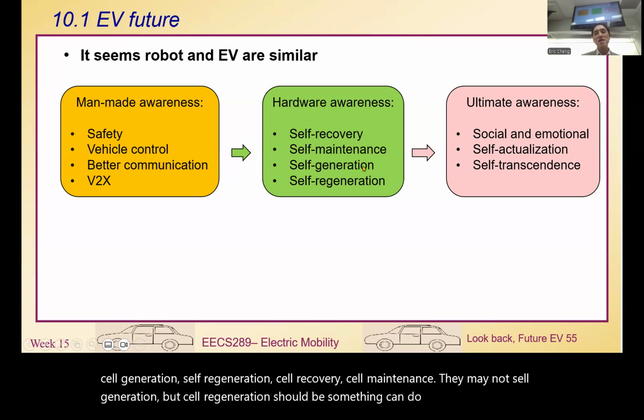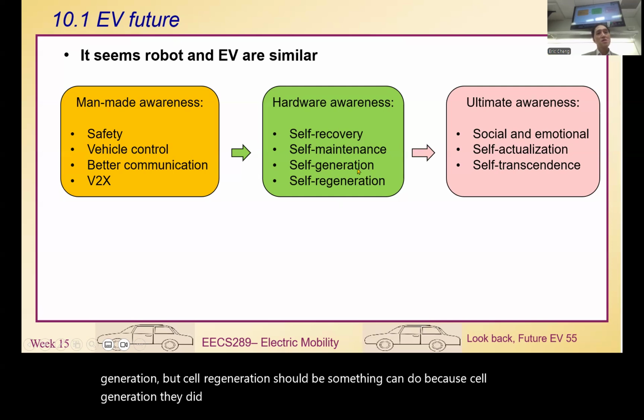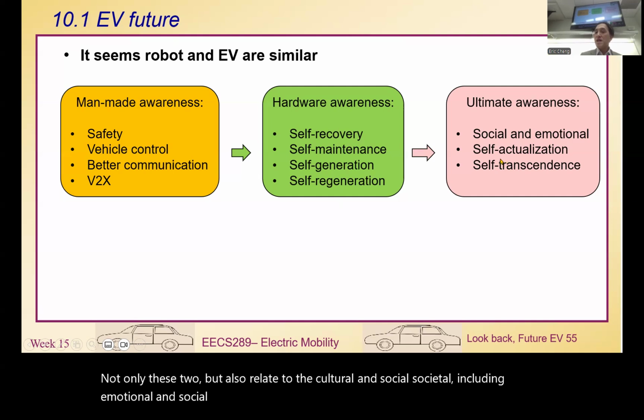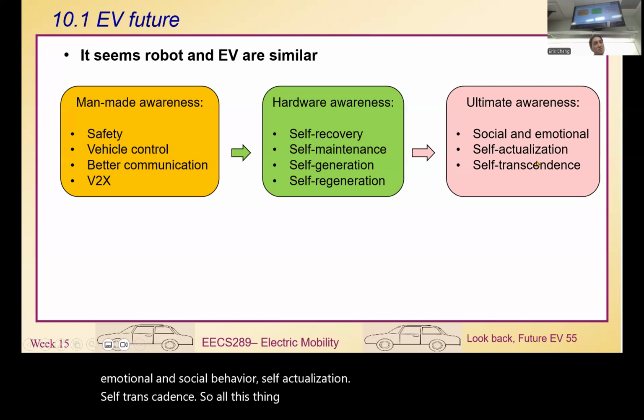Because for self-generation, they need additional material. They need to sort out how the supply chain looks. And also ultimate awareness, not only these two, but also related to the cultural and societal, including emotional and social behavior, self-actualization, self-transcendence. So all these things are future awareness we need for the future vehicle.